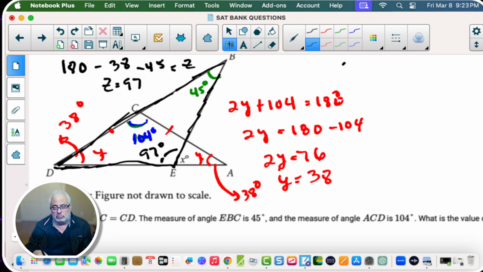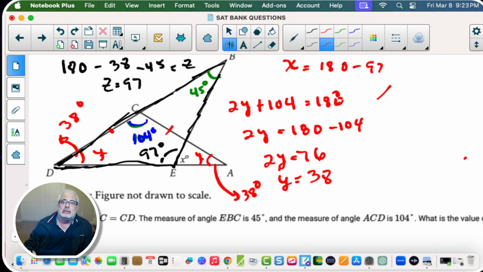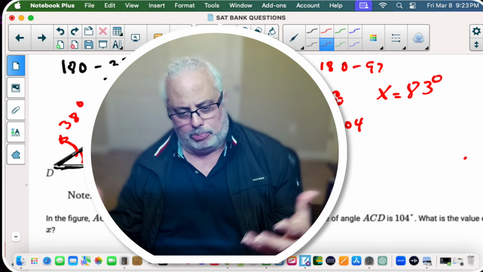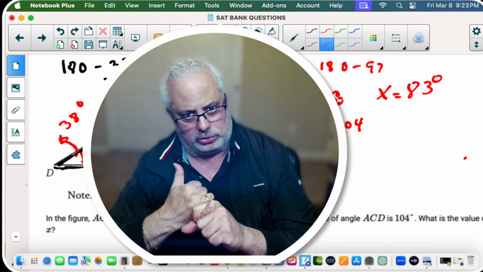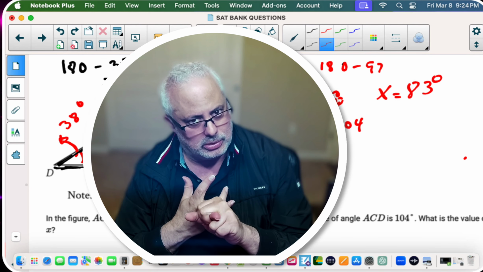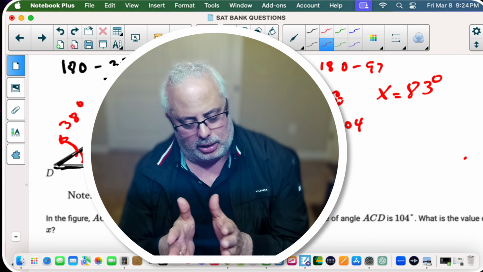Now I can find the x. So the x is no more than 180 minus 97, because they are linear pair, they are supplementary. And the calculator, you subtract 180 minus 97, the x value is 83. And that's the answer. Important elements: the sum of the interior angles is equal to 180, supplementary angle linear pair, isosceles triangles properties. That's why it's in the hard category.